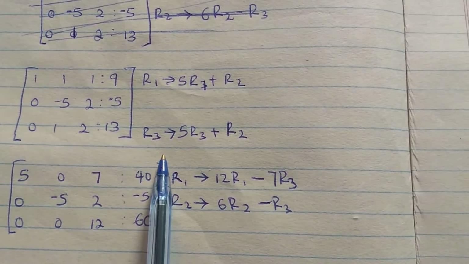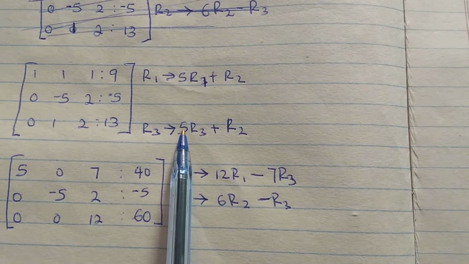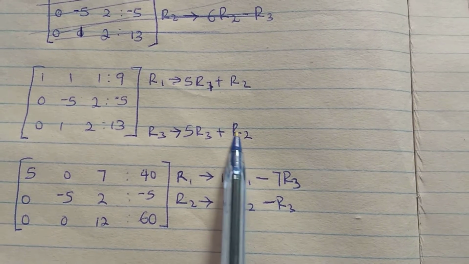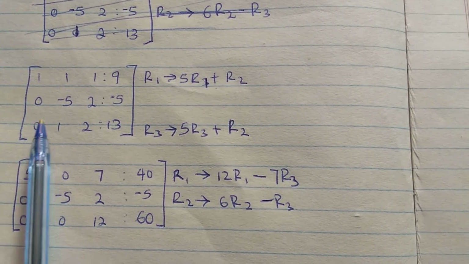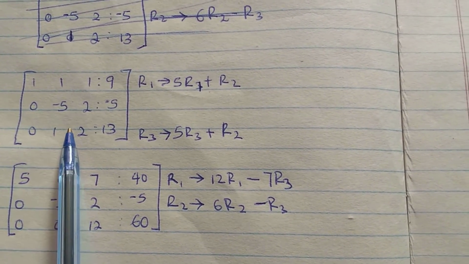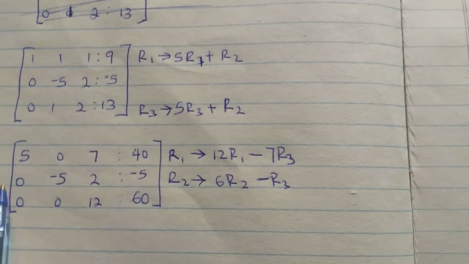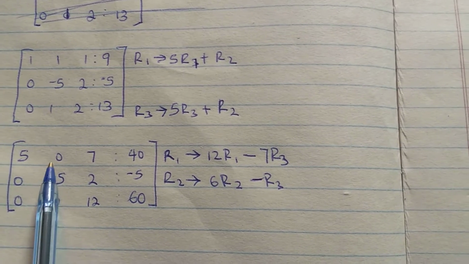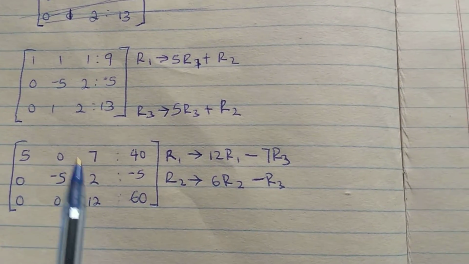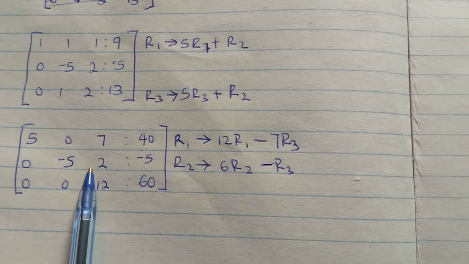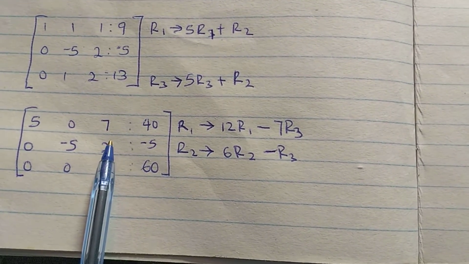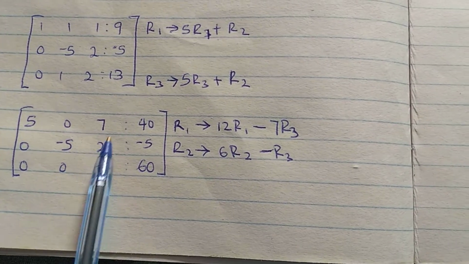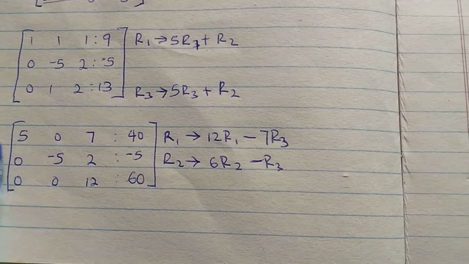Then row 3 being 5 row 3 plus row 2, obtaining this one as a 0. Now in our next step, we have obtained 3 zeros. We must make this 7 a 0 and this 2 also a 0, such that we have 3 zeros here as they are here.